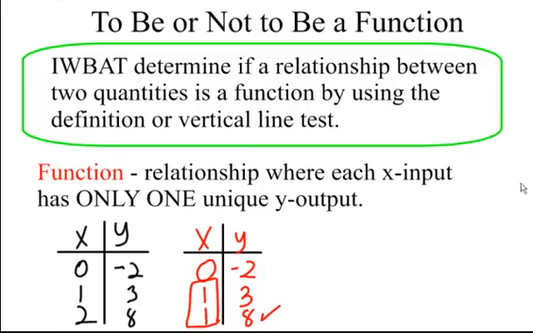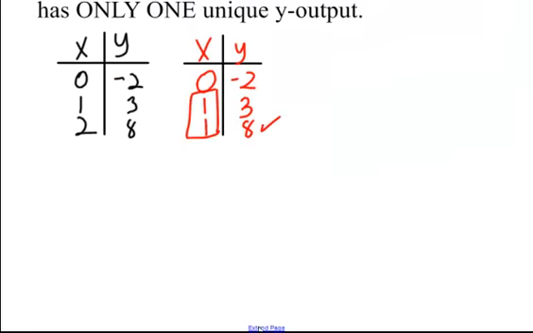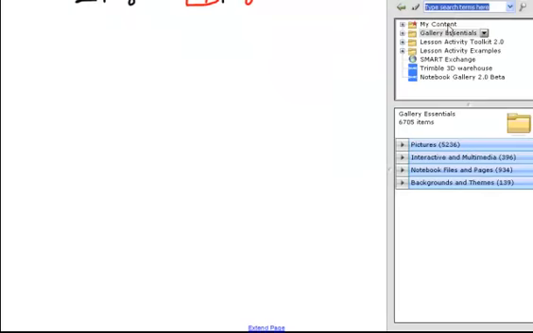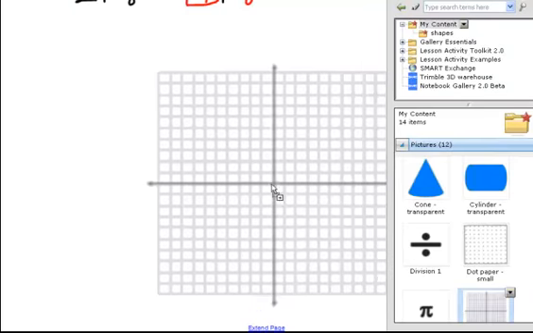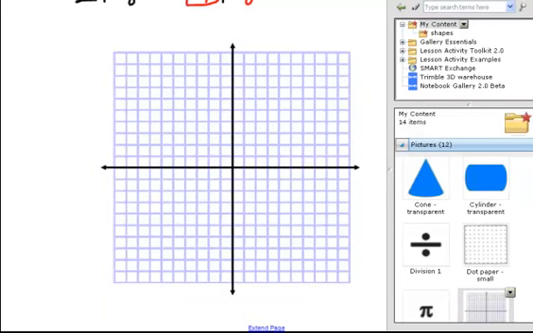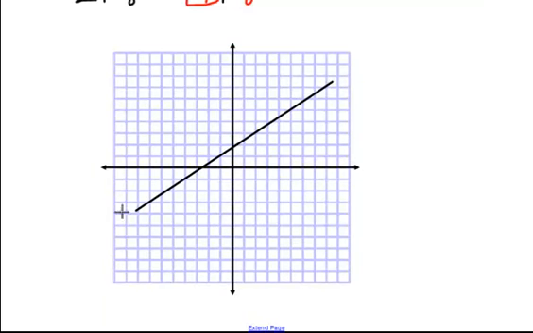Now, we also have a vertical line test we can use on the graph. Let's go ahead and put this graph out here. To determine if that's a function, we're going to use a vertical line as a tool. You could use the edge of your piece of paper, your pencil, your finger, or a ruler. If this vertical line crosses my graph at more than one point, then it's not a function.